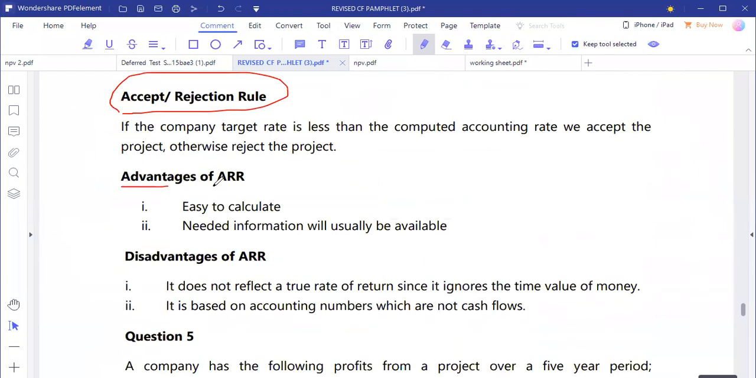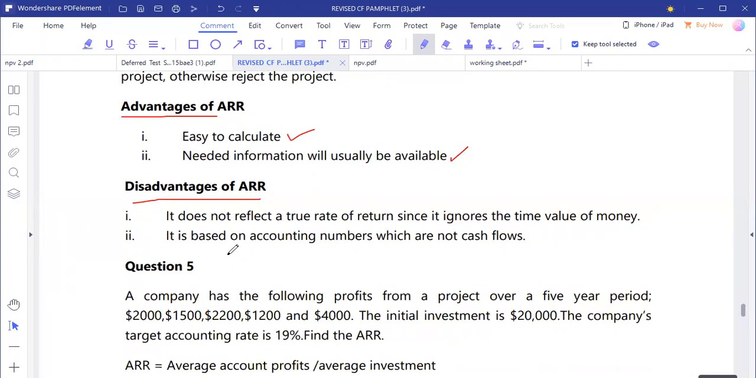Now, advantages: it's easy to calculate. Needed information will usually be available. Then it ignores cash flows as they come. It doesn't consider time value of money. So here you simply say no consideration of time value of money.